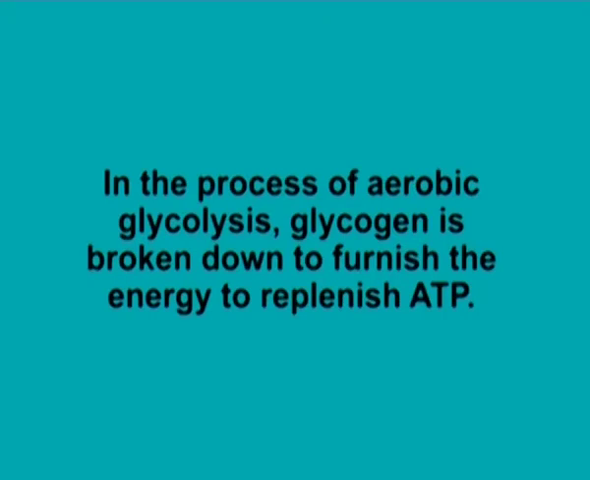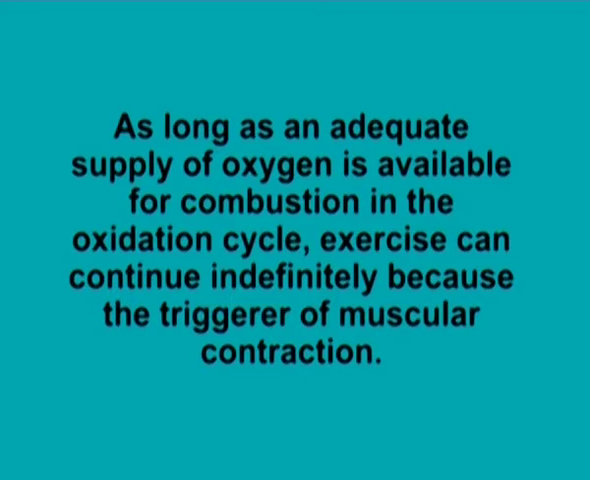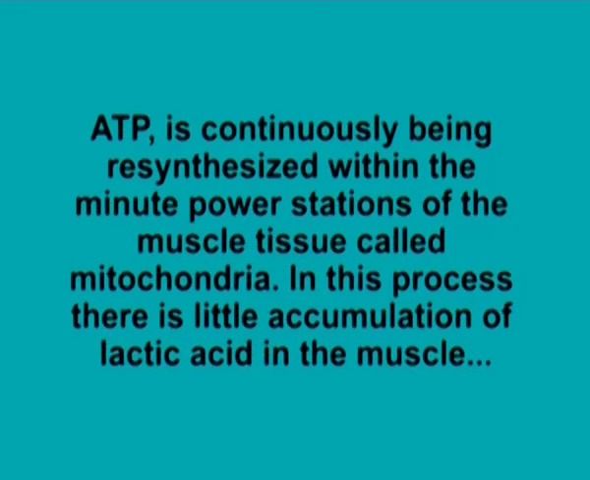The oxygen system, or aerobic. In the process of aerobic glycolysis, glycogen is broken down to furnish the energy to replenish ATP. During this process, water and carbon dioxide are liberated to be transported to the elimination centers. As long as an adequate supply of oxygen is available for the combustion in the oxidation cycle, exercise can continue indefinitely because the trigger of muscular contraction, ATP, is continuously being resynthesized within the minute power stations of the muscle tissue called mitochondria.